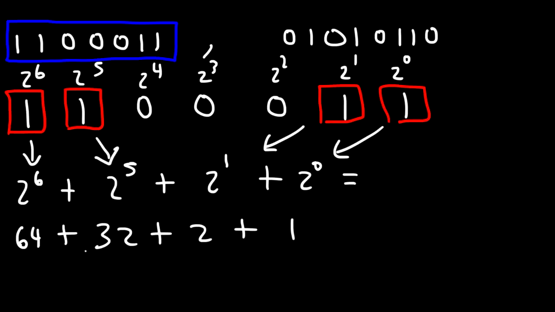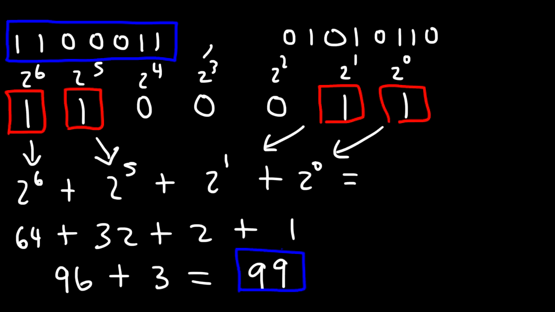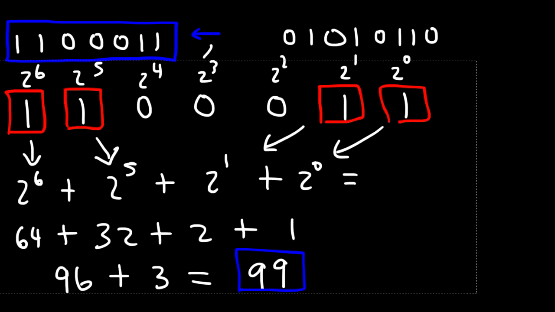Now 64 plus 32, that's 96. 2 plus 1 is 3. And so the final answer for the first example is 99. And so that's it for this one. Now let's move on to the next one.